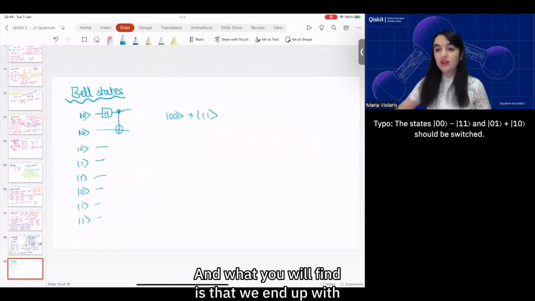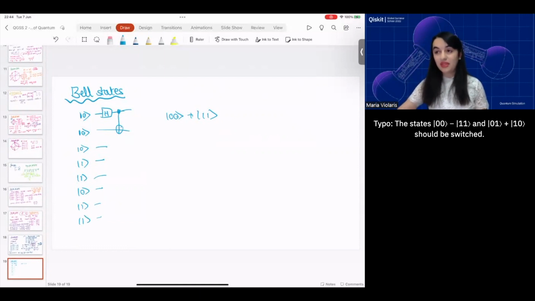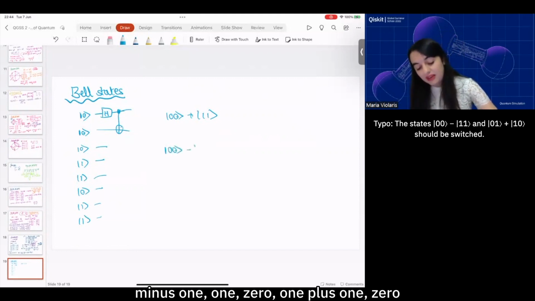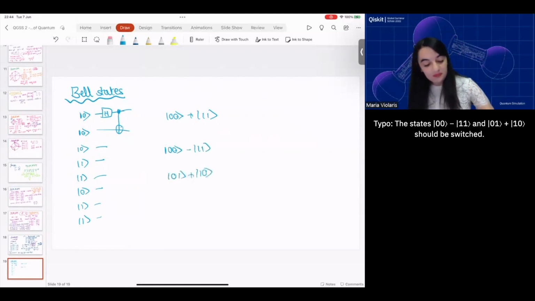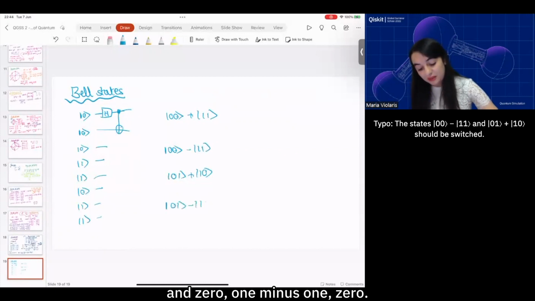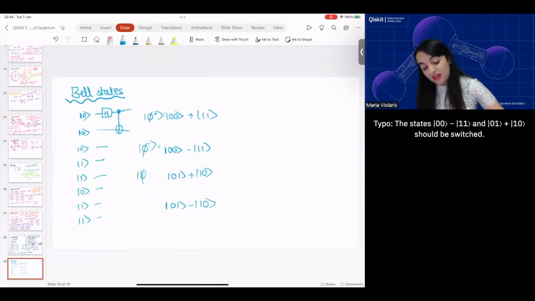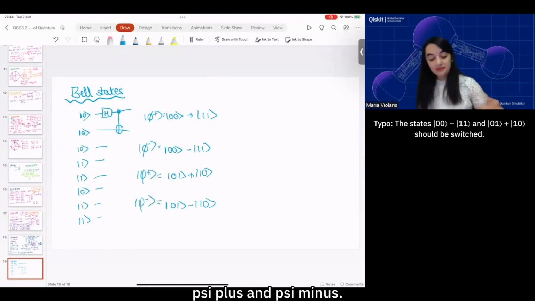And what you will find is that we end up with these 4 states where we have 0, 0 minus 1, 1, 0, 1 plus 1, 0, and 0, 1 minus 1, 0. And we denote these by phi plus, phi minus, psi plus, and psi minus.